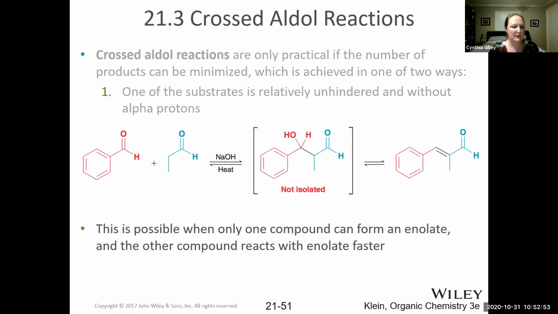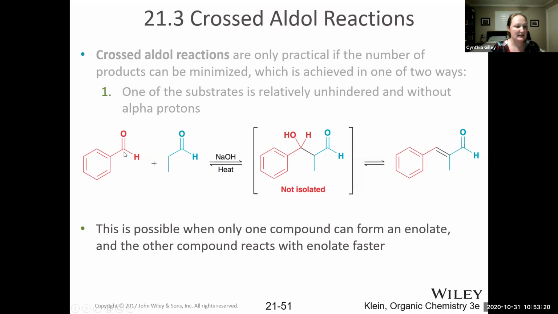Here's another example where we can perform a successful crossed aldol reaction. Here we have two different aldehydes being used, right? Notice that benzaldehyde, again, does not have any alpha protons, right? So we cannot form an enolate from the substrate, which limits the enolate only forming from the blue aldehyde.